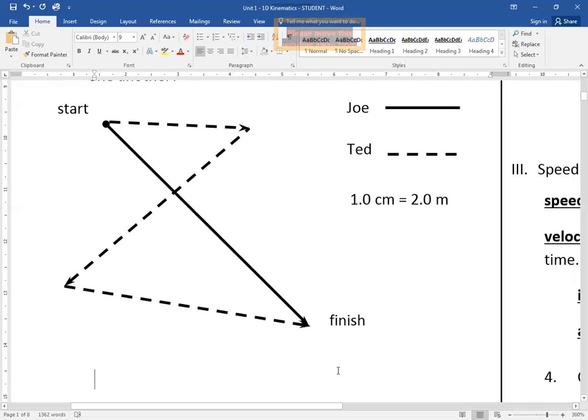All right. So what do you think? How far did Ted travel? 26.8. I got 8. Okay, hold on. Now I have to actually do it next. So, you guys get similar answers?